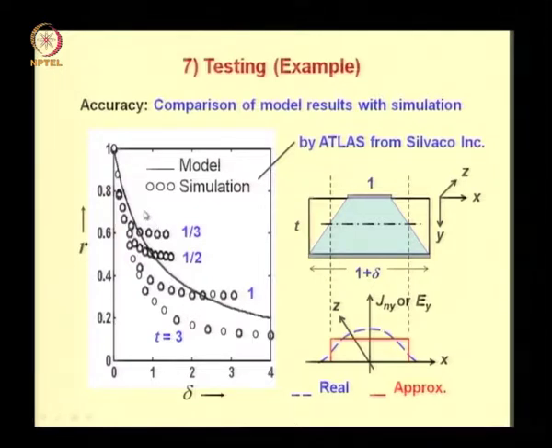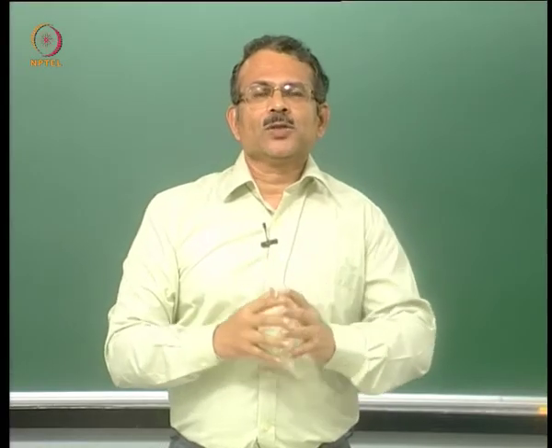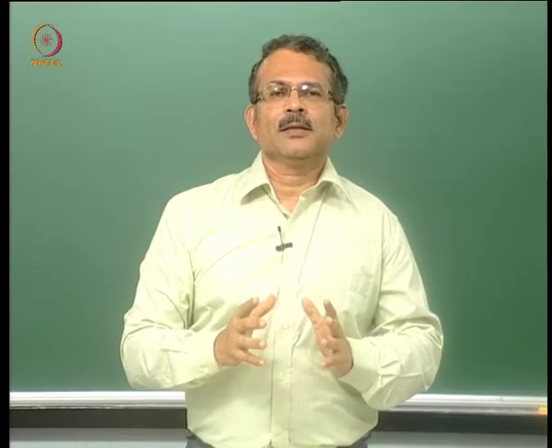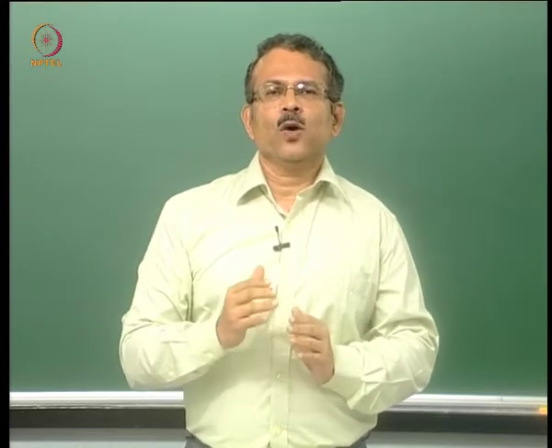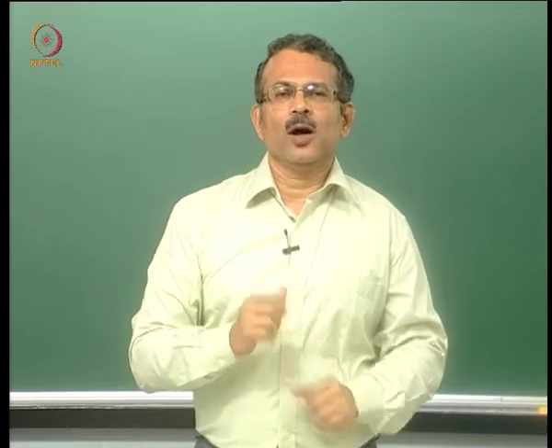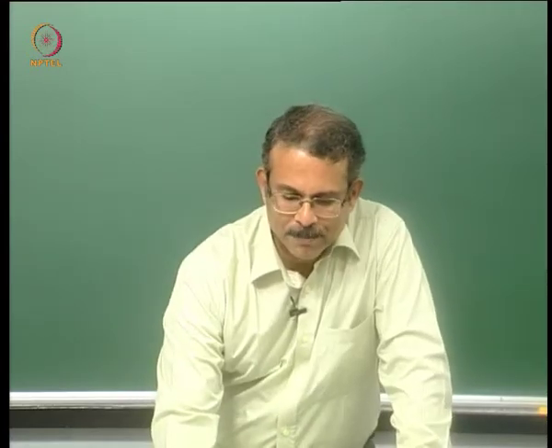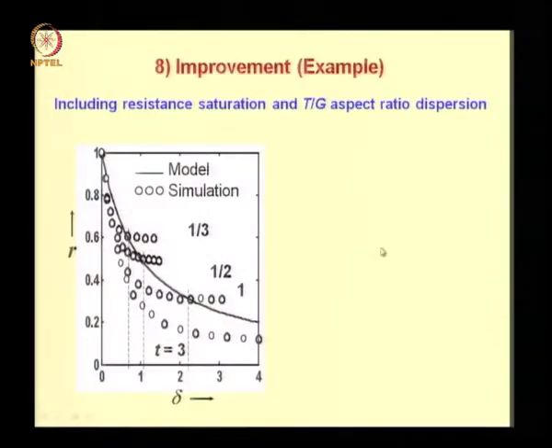You also find that the model is somewhat inaccurate even for small values of delta, although it matches for delta equal to 0 with the simulation. So we have understood the weaknesses of our model in the testing process. Let us see how we can improve our model to remove all these lacunae. First, let us try to include resistance saturation and T by G aspect ratio dispersion in the model. How do we do that?